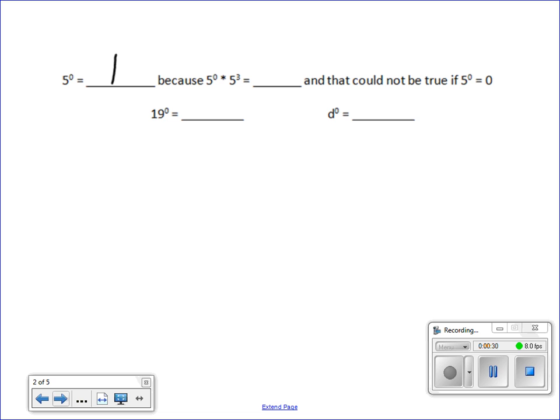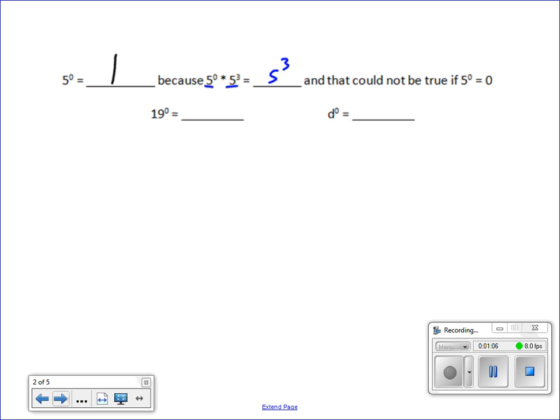You think it might equal 0, but remember, it's not 5 times 0. That's not what exponents mean. Now think of it this way, because 5 to the 0 times 5 to the third, if you think about what we did the other day, I add those two exponents because it's multiplication of the same base. 0 plus 3 gives me 5 to the third, right? And that cannot be true if 5 to 0 is 0, because then it would be 0 times 5 cubed, which is 0, because anything times 0 is 0.